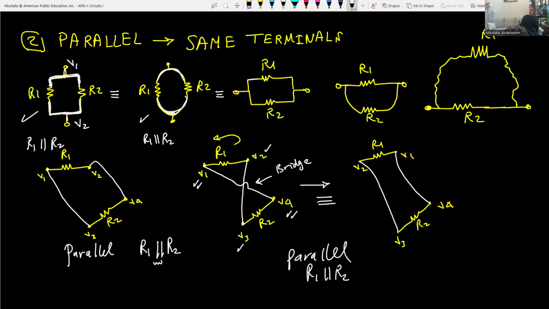So again, the left terminals of R1 and R2 are the same, and the right terminals of R1 and R2 are also the same. For example, V1 and V2. Make one a straight line, the other curvy, it doesn't matter. It's still the same. This is V1, this is V2. This is the same node, and this is the same node. They are parallel, and that's equivalent.